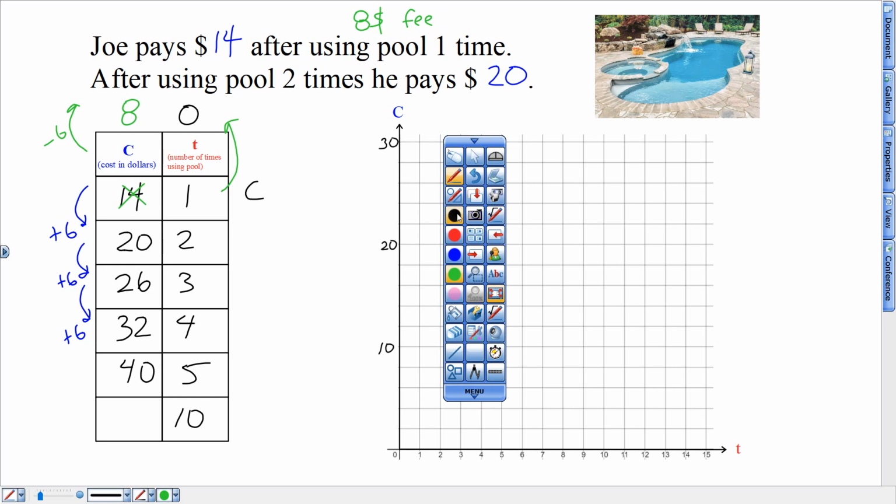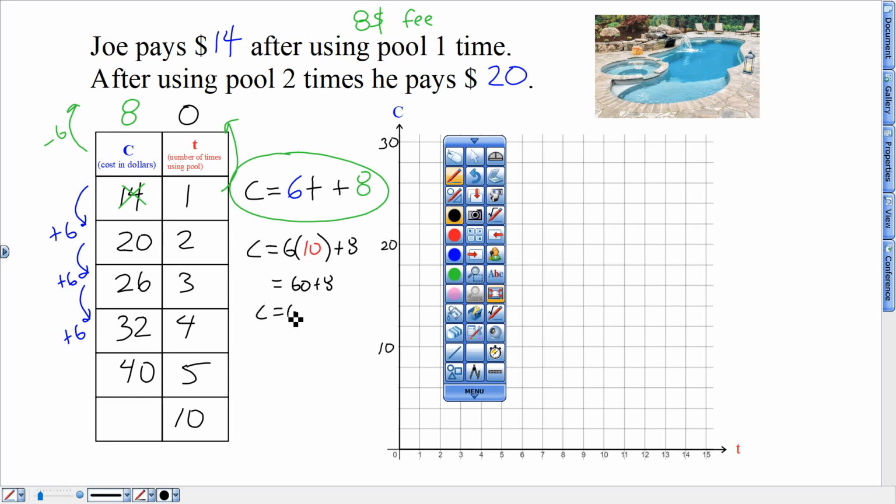So if I write my equation, the cost to use this pool is that same $6 each time plus that $8 entry fee or yearly fee that I got by backtracking on this data. And then I could use that to find out the cost at 10. Plug in 10 right there. Gives me 60 plus 8. Gives me $68 that it cost if you're using the pool 10 times.